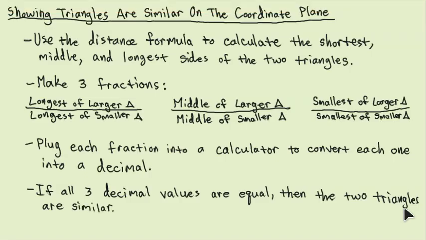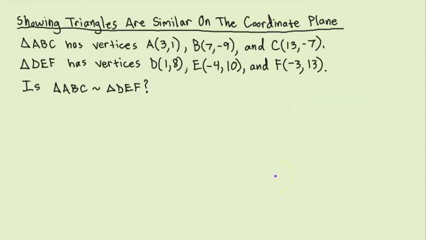All right, so I think now we should do an example. Here's our example. Triangle ABC has vertices at A is at (3, 1), B is at (7, -9), and point C is at (13, -7). Triangle DEF has vertices, point D is at (1, 8), E is at (-4, 10), and F is at (-3, 13). And we want to know, is triangle ABC similar to triangle DEF?